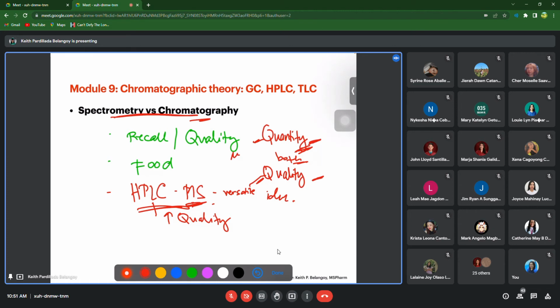For chromatography, it is simply separation and identification. Like, okay, this is magnesium, this is calcium, but I don't know how much. So I need to use another machine so that I will know how much. Okay? Okay. Thank you.